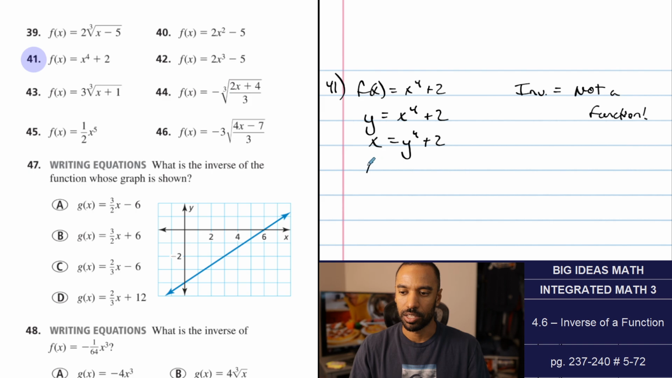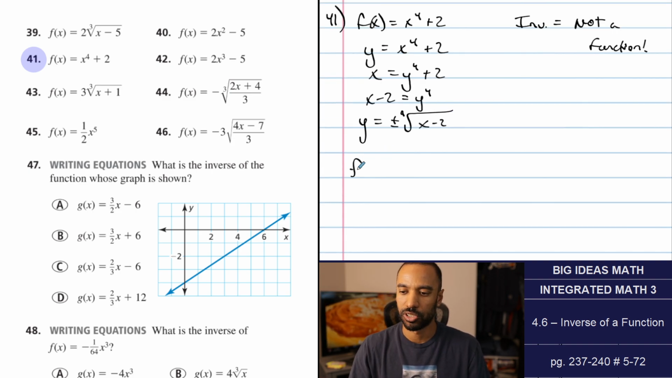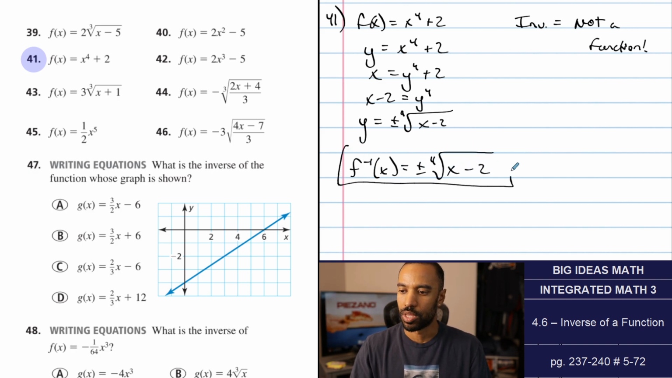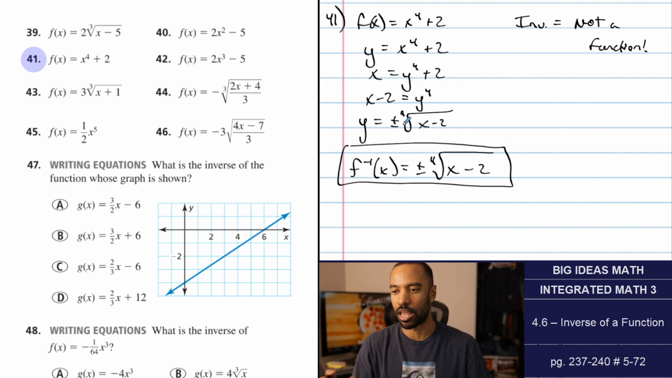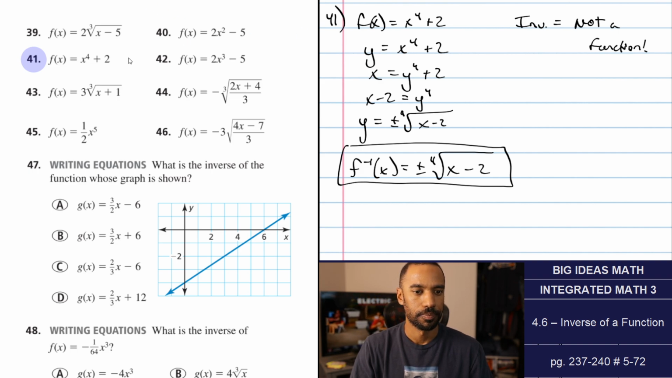So we swapped it. Let's subtract 2 from both sides, and let's take the 4th root of both sides. So plus or minus the 4th root of x minus 2, or inverse is plus or minus the 4th root of x minus 2. So there's the inverse. Plus or minus is had. Again, another kind of full sideways parabola, and that's what we need for the non-function version of that. Okay. All right, let's go to number 42.